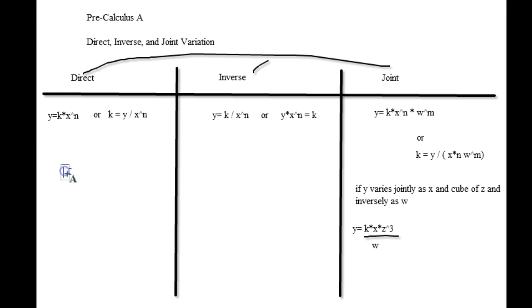Maybe some ideas of functions would be linear or exponential, depending on what n is. Inverse would be a rational function. Okay, and jointly, if you have an inverse in there, it would be the same thing. It's very closely related. So in other words, it could be linear or exponential, or it could also be rational too.